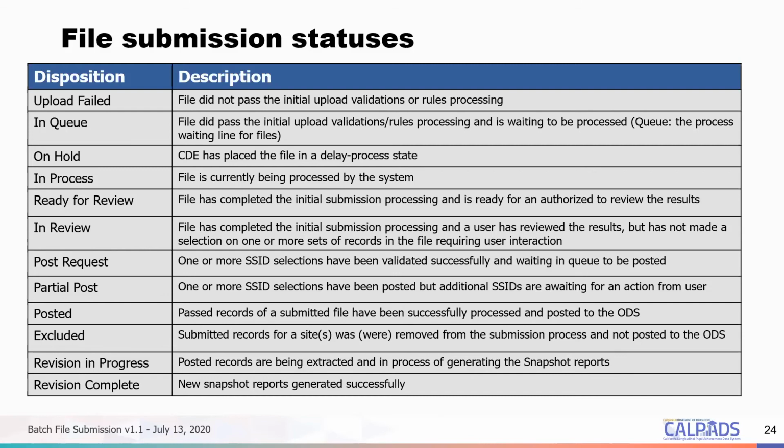Then the last 2 statuses come after posted. Revision in progress, when there's an applicable snapshot running and the data within your file can be applied to that snapshot, you will see revision in progress. This is an indication to you that the CalPADS extractor has collected those records in the file and they are part of your new snapshot. You have to wait until the file says revision complete to see those records applied to the snapshot.